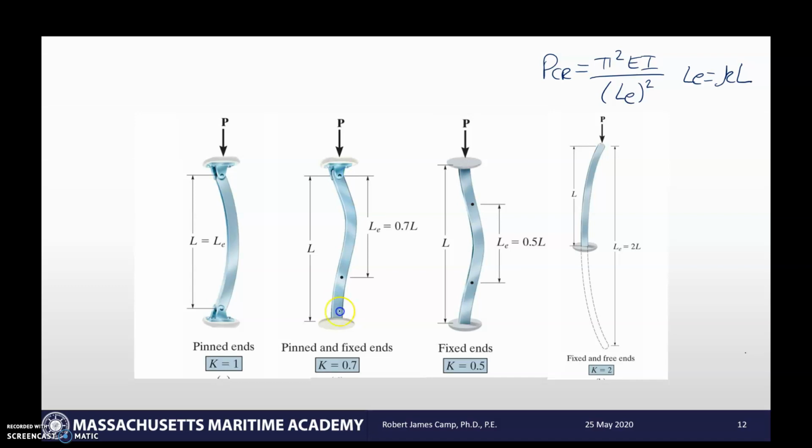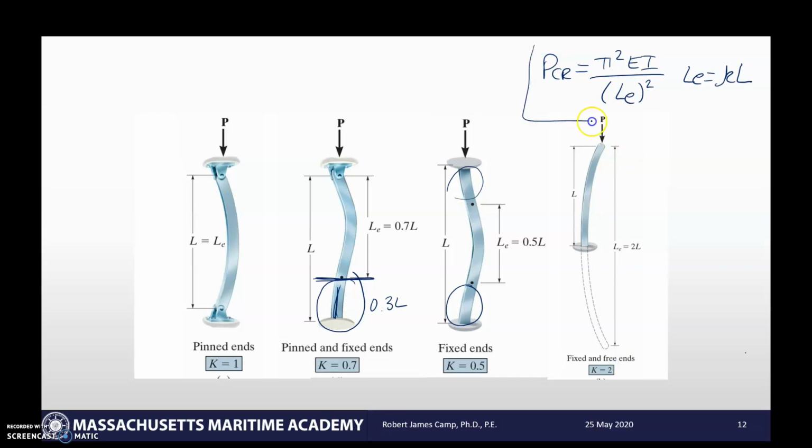So what does that mean? Well, it means that from here to there, it's acting like a column that's pinned at both ends. In the case of fixed and pinned, it takes that much length for it to act like a pinned connection. If you've got it fixed at both ends, K is a half. Things in here can twist, and it starts to buckle between those 2 points. And then fixed and free works just like a column that is twice as long.